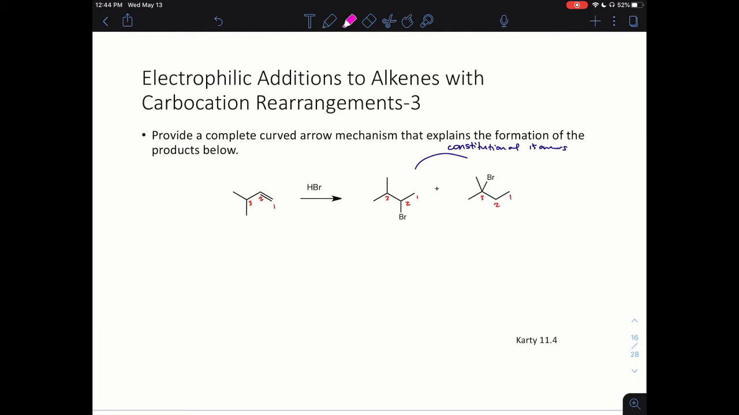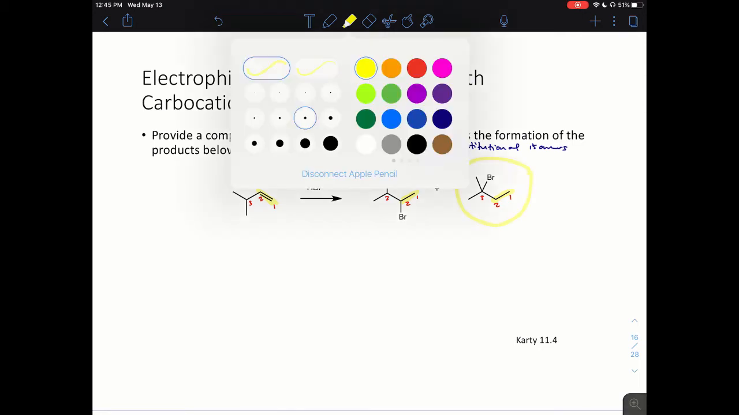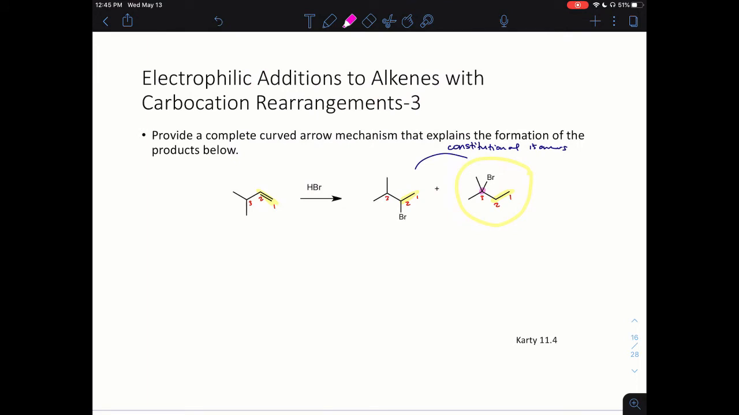When we think about HBr, HX adding to an alkene, we're typically thinking about the two carbons that were making the double bond. But you can see for the second product that bromine has made a bond to a carbon that was not part of the alkene. So something funny is going on. There's either a mistake, which I wouldn't put past me, but in this case it's not a mistake, it's a rearrangement.